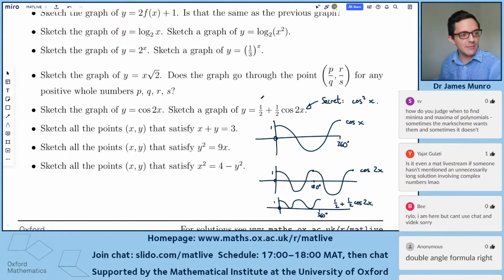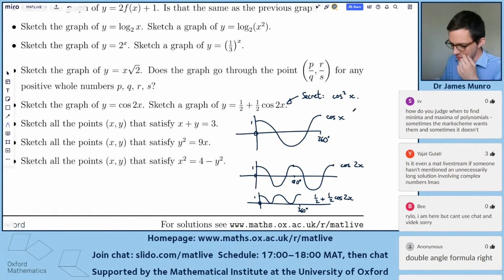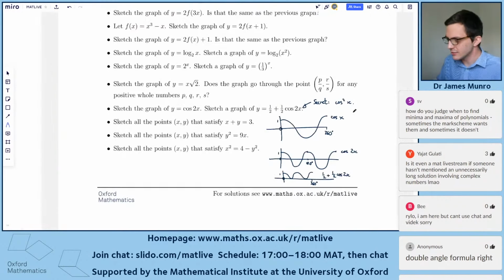SV's got a good question. How do you judge when to find the minima and maxima? Sometimes the mark scheme wants it, sometimes it doesn't. It's tough, isn't it? Often, finding the maximum and minimum of polynomials, if it's not too much work, if you know all the coefficients of the polynomial, if it's quite a simple polynomial, then it might help you understand what's going on, even if you don't officially get a mark for it on that particular mark scheme. If they ask for it, then they want it. Otherwise, I'd probably not find maxima and minima, just because it's a bit of work.